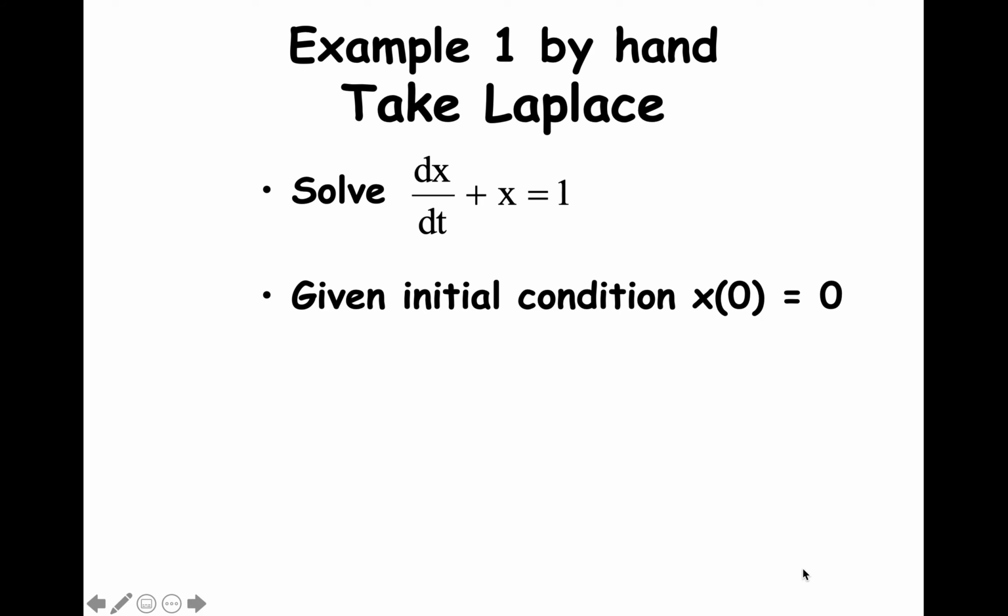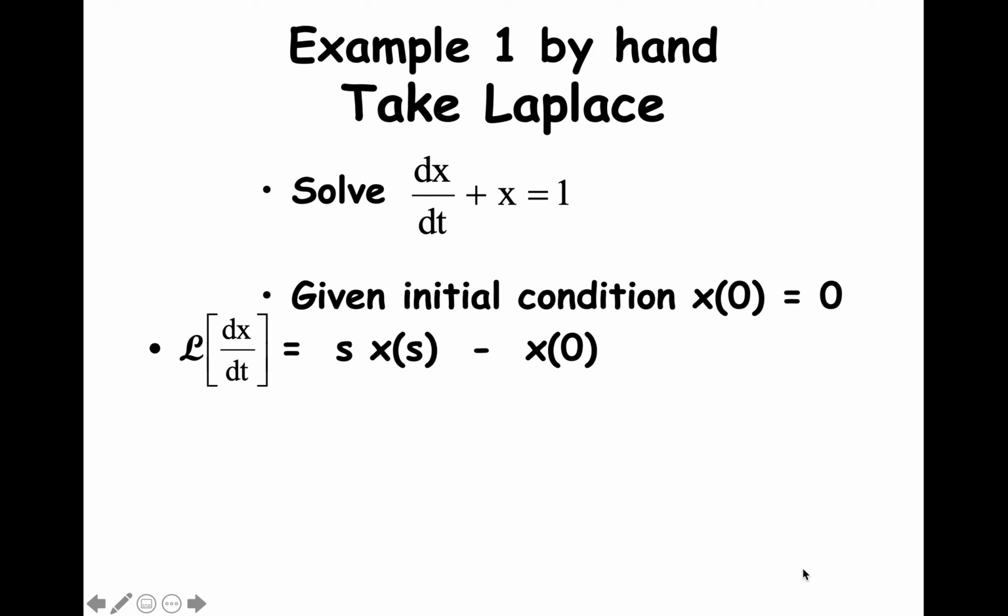Here is the example shown in the course packet on page 66. We start with the ODE dx/dt + x = 1. The given initial condition is x(0) = 0. The first step is to take the Laplace transform of the ODE.